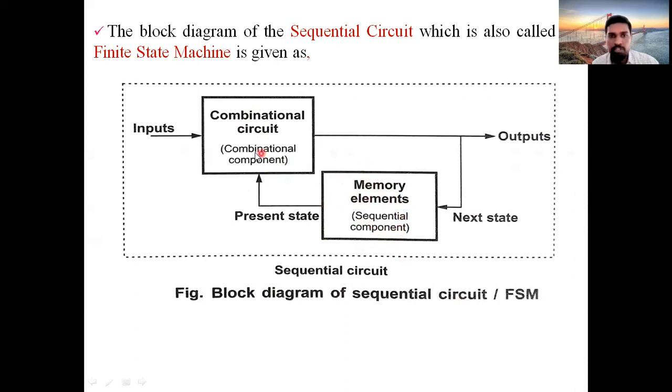then this circuit will be called a combination circuit. So for the same combination circuit, when you connect a feedback which is called a memory element, that will be called a sequential circuit. These memory elements are nothing but your sequential components. You can use memory elements like latches and flip-flops here, and you can derive the output of the current circuit.